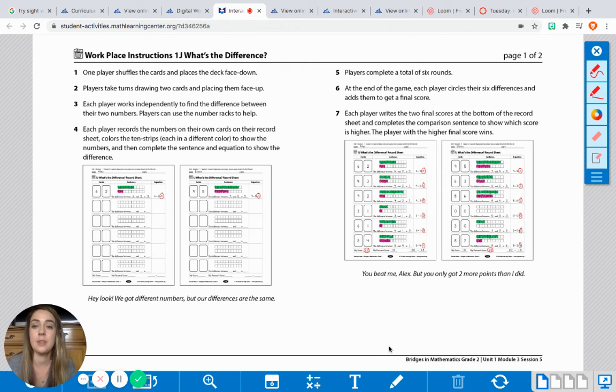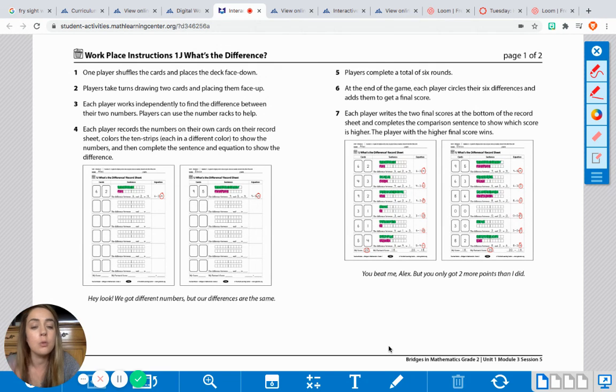So here we go. The game is called What's the Difference? Anytime you hear the word difference, it automatically means subtraction. If you hear sum, altogether, those are addition words, but subtraction or minus or difference are all words that say subtraction. So what's the difference?